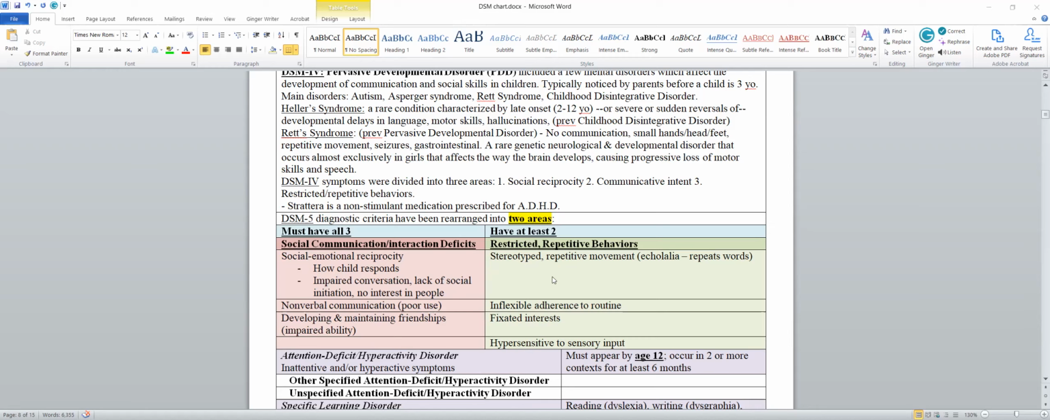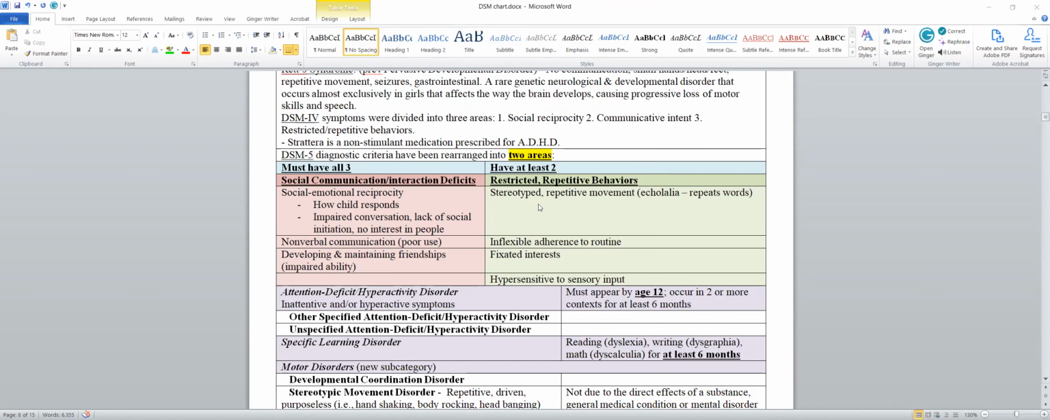Under the second area, which is restricted repetitive behaviors, you just need 2, such as stereotyped or repetitive movement, which also includes echolalia, which means repeated words, inflexible adherence to routine or fixated interests, or hypersensitivity to sensory input.